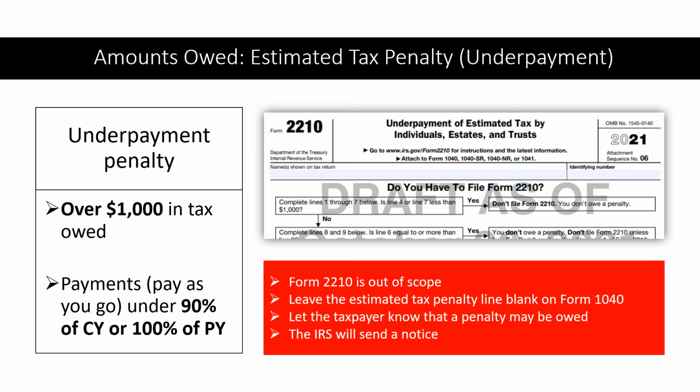It's calculated on Form 2210, which is out of scope for our program. That doesn't mean that we can't do these returns, but what it does mean is that we will be leaving the estimated tax penalty line blank on Form 1040. That means no entries into TaxSlayer. And we just let the taxpayer know that they may owe a penalty because of this, and that the IRS will be sending them a notice about it later. So we let the IRS assess this penalty. We're not going to worry about doing it in the field.